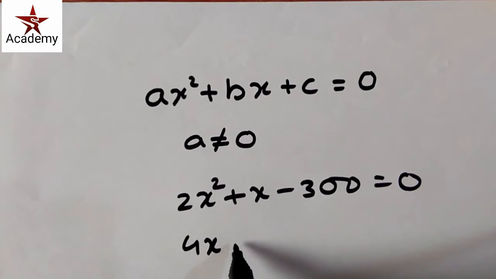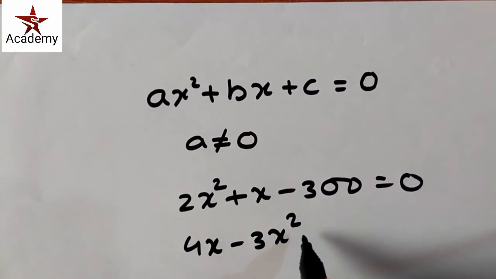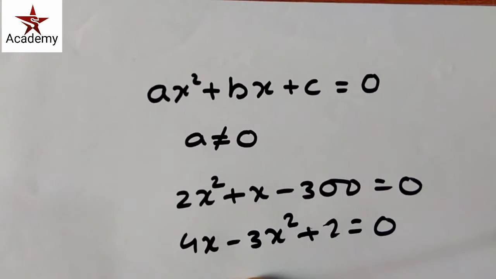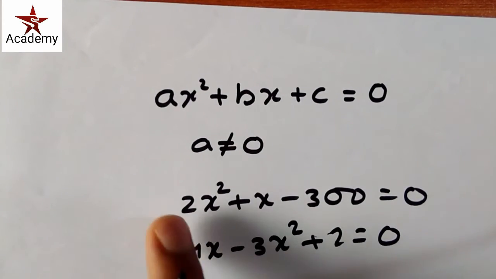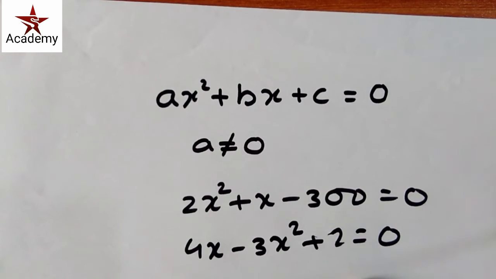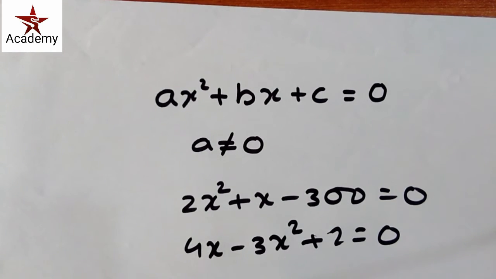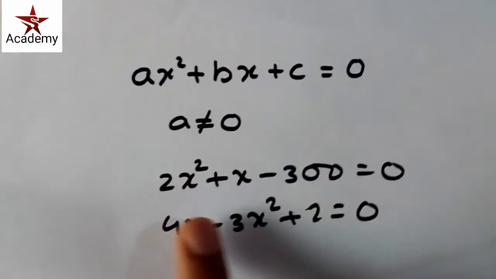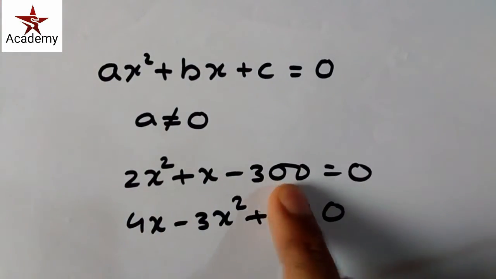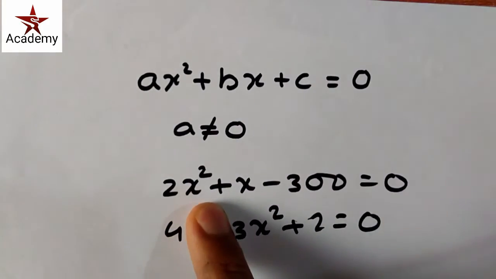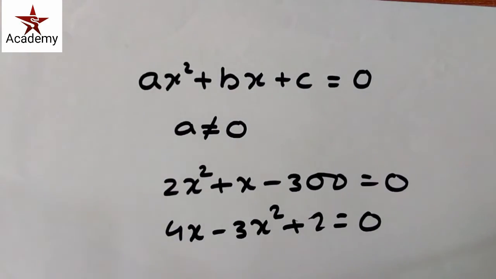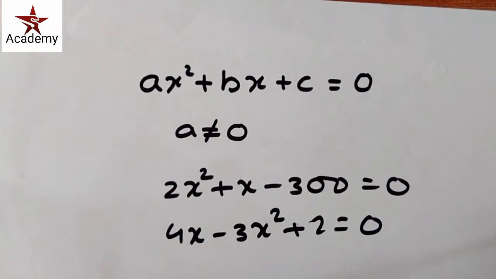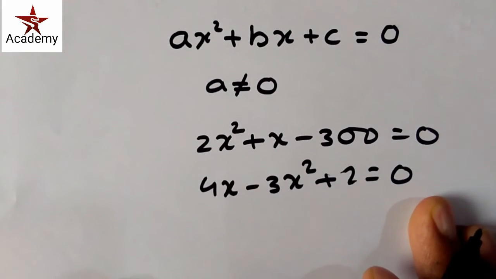I'll take another example. 4x minus 3x square plus 2 is equal to 0. This is also a quadratic equation. We can see that these terms are not written in descending order, but still it is a quadratic equation. You can see that the equation ax square plus bx plus c and the equation 2x square plus x minus 300 equal to 0 are written in descending order of their degrees. So these two forms are the standard forms of the quadratic equation. This is also a quadratic equation, no doubt.